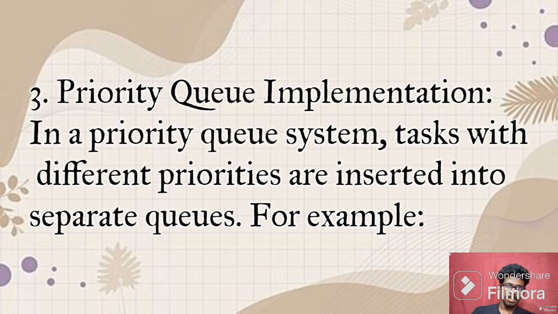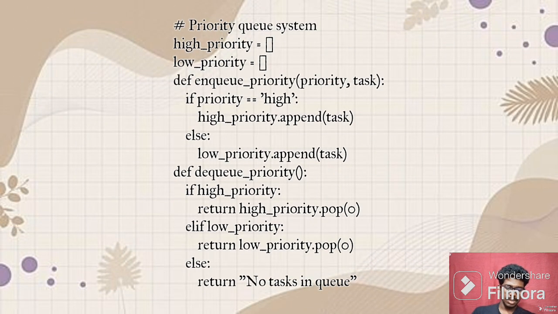Third, priority queue implementation. In a priority queue system, tasks with different priorities are inserted into separate queues. For example, a priority queue system. High priority is given an array and low priority is also given an array. Define enqueue(priority, task): if priority is equal to high, the task will be appended to the high priority queue, else it will be appended to the low priority queue. Define dequeue: if high priority has tasks, return high.pop(0), else if low priority has tasks, return low.pop(0), else return "no task in queue".